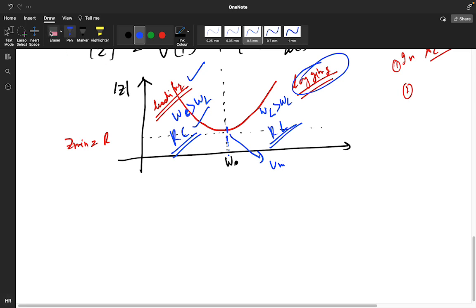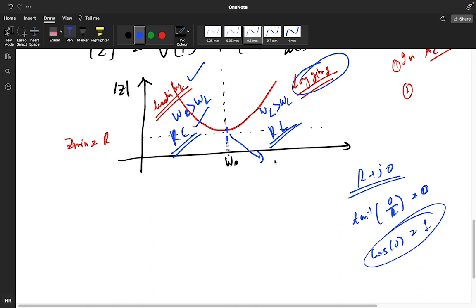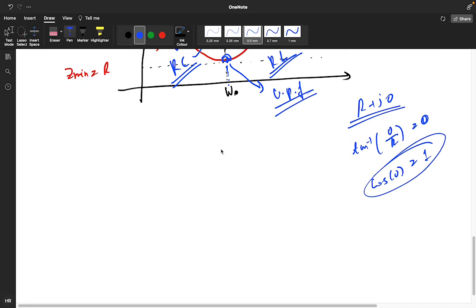Oh, not unity. See, you are getting R plus j0, right? R plus j0. So tan inverse of 0 by R, you are getting 0, and cos 0 is 1 only. Yes, you will get unity power factor, UPF, at this particular point. This is your ideal graph. The practical graph should be like this. Like this. This is the practical graph.